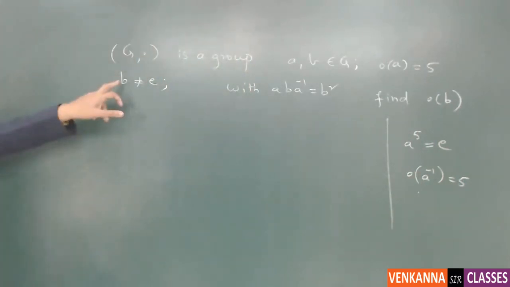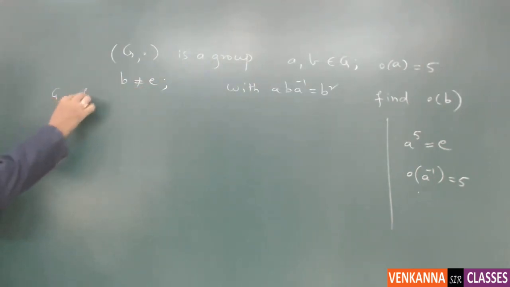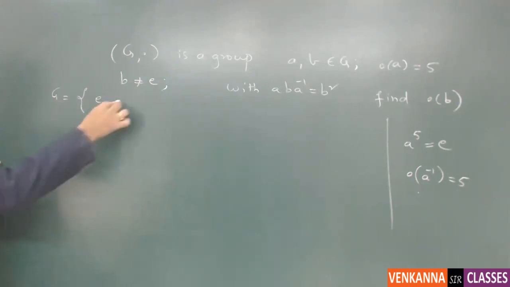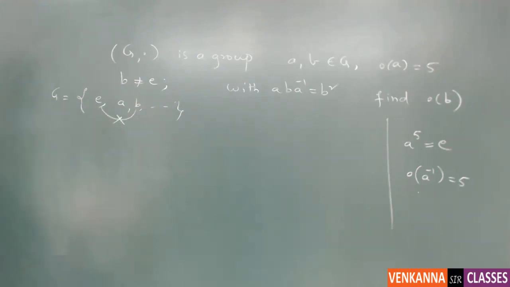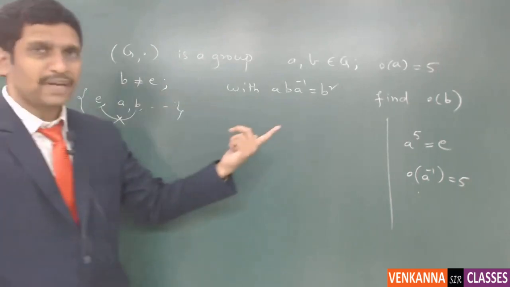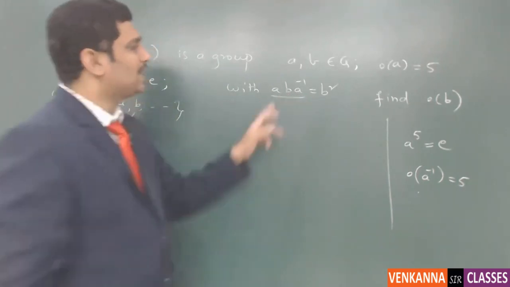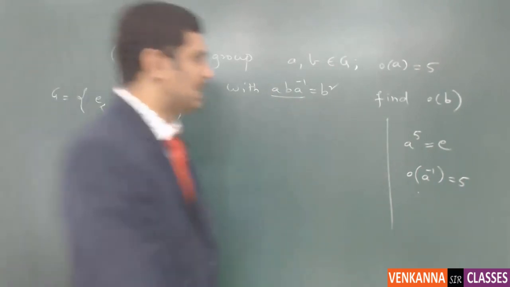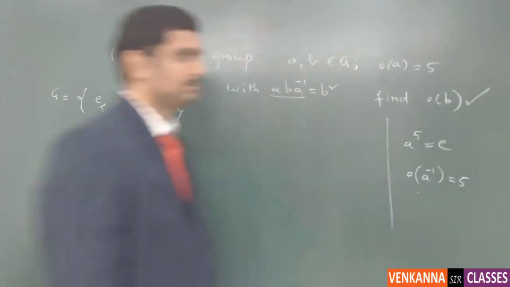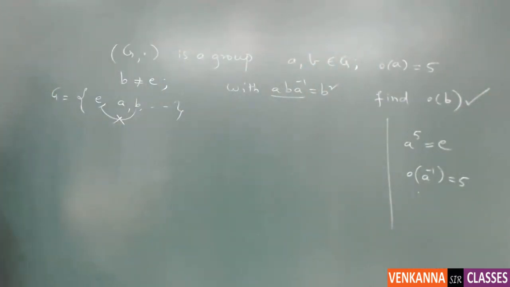And one more thing, B is not equal to identity. So if you write the group, it contains identity element, A, B and other elements. Identity is different, B is different. And one more property is given: if you multiply these three values, the result is B square. So we have to calculate the order of B. That is the problem. Clear now? It is also a previous year question.